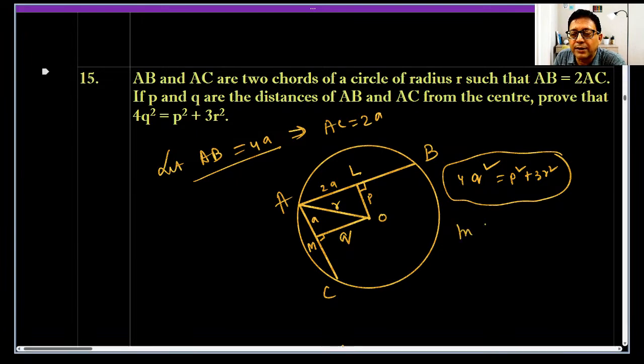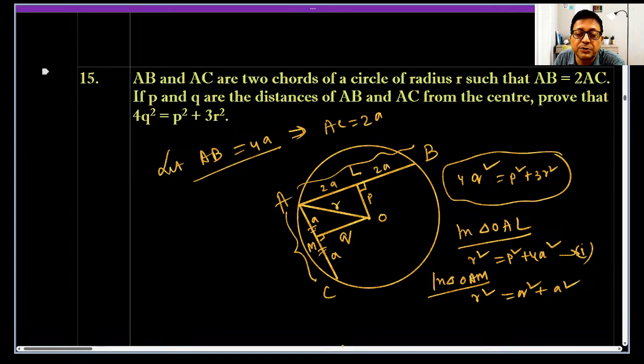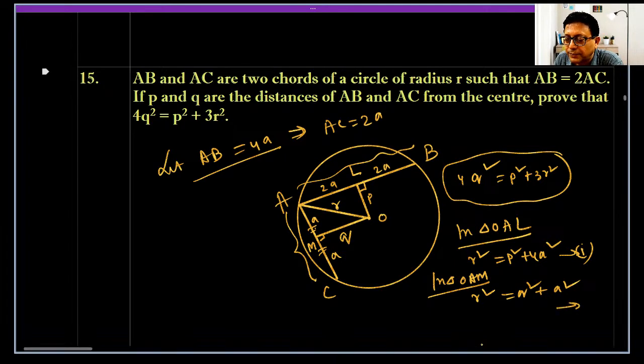So in triangle OAL, you get P square plus 4A square, number 1. And in triangle OAM, you get R square equals Q square plus A square. Because this is a perpendicular, if you draw from the center, it will bisect the chord. So this length equals this length. AC you have taken 2A, so this part A, this part A. This you have taken 4A, so this part 2A, this part 2A. Clear?